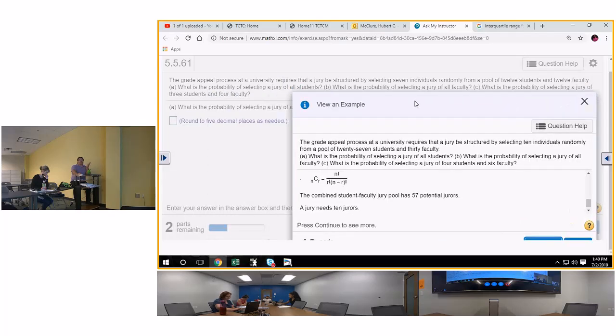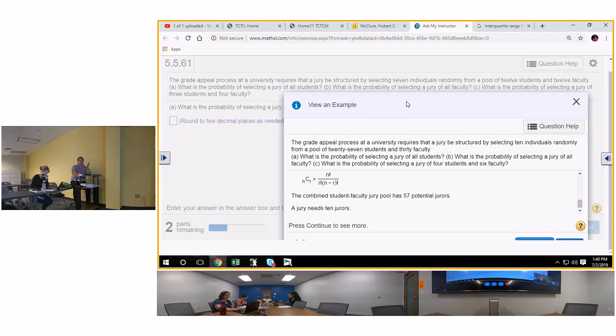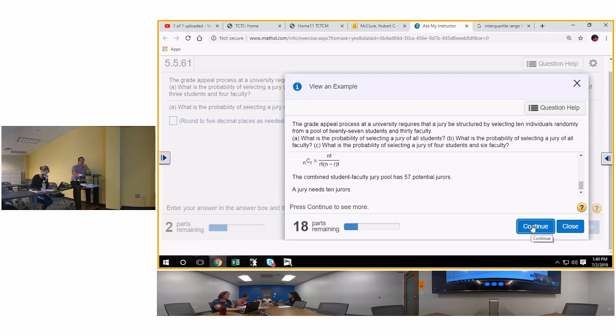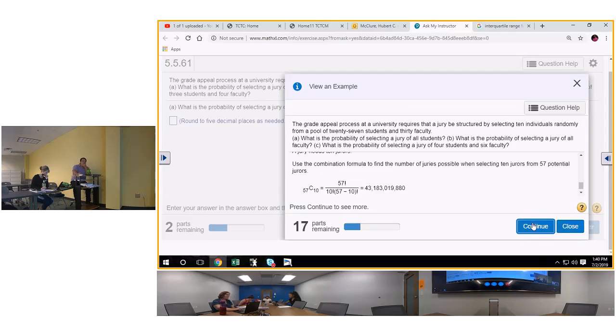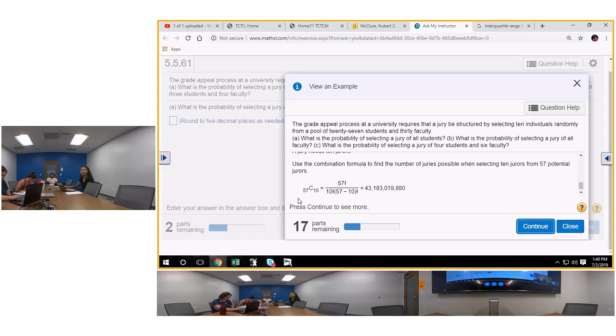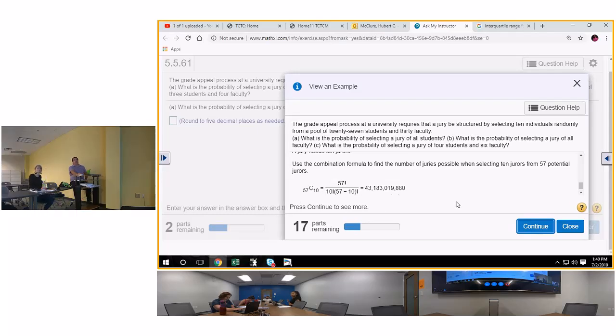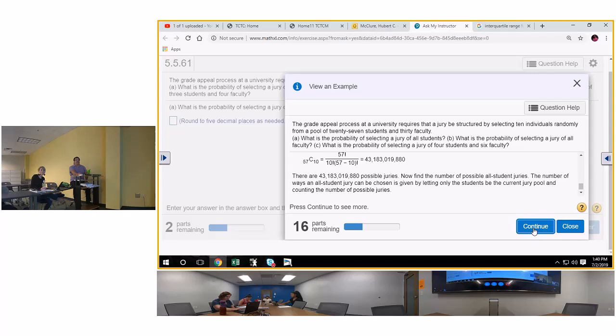So that's the first two. A and B is going to be 12 combination of 12. It should be 24, sorry. So that'd be 24 combination of 12. Should be the same thing.